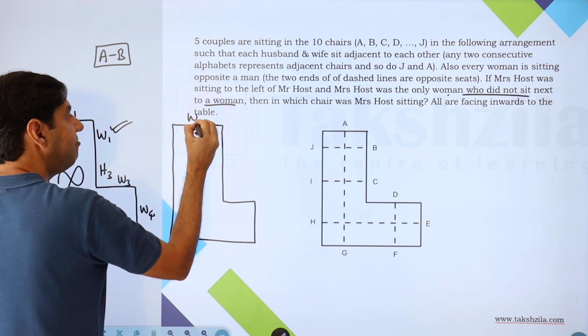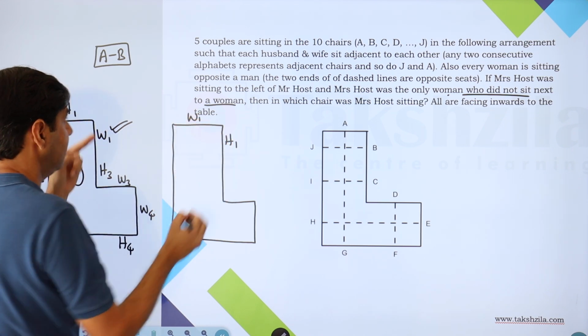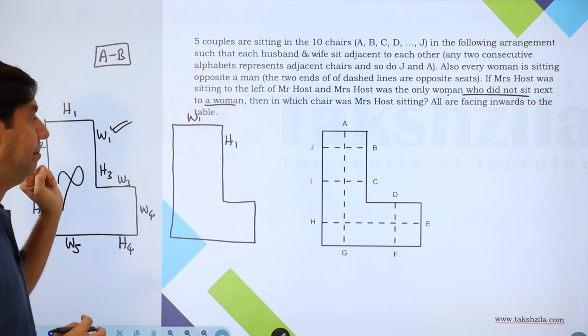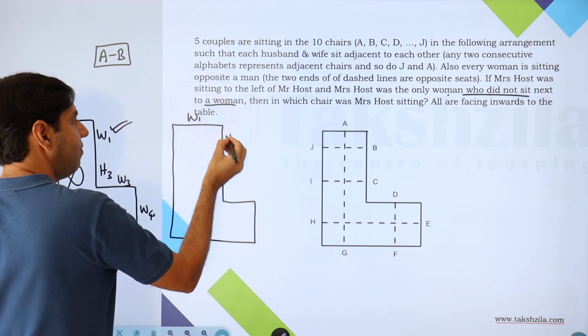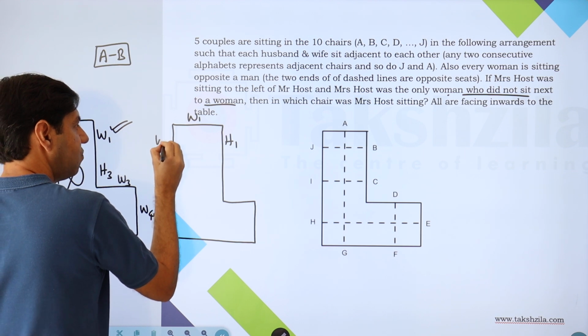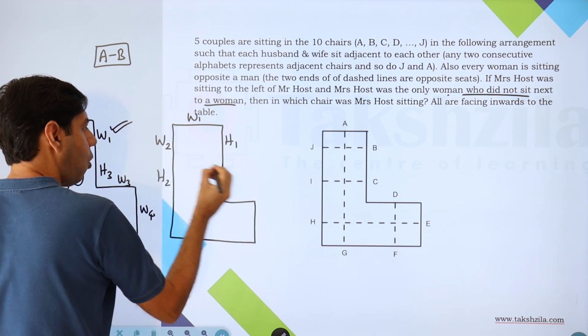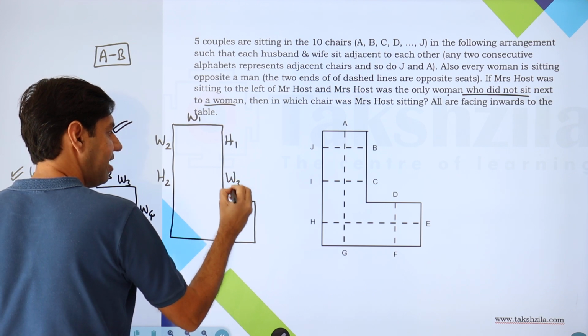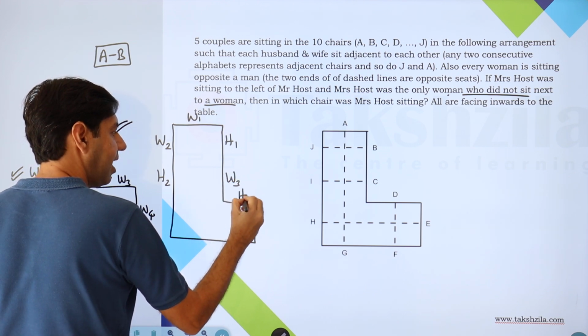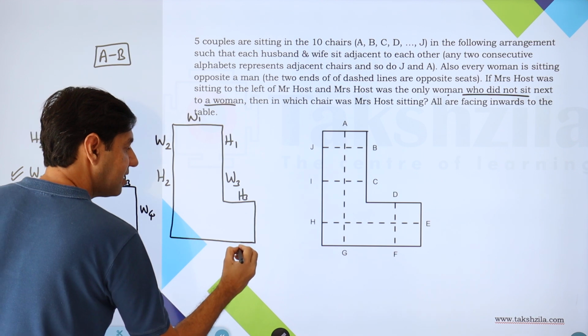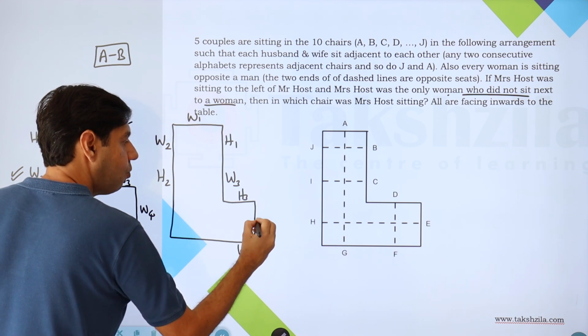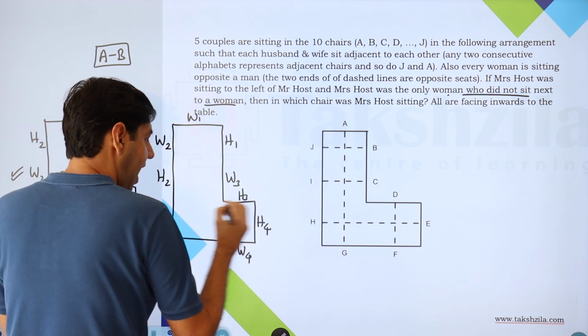So if wife 1 comes here and husband 1, you are still at A and B being a couple. Okay, so husband 1, so let's continue here. So this will be a woman, let's say wife 2, husband 2 will come here, opposite will be a woman, let's say wife 3, husband 3 will come in here. Okay, opposite husband is a wife, wife 4, husband will come in here, and not here.